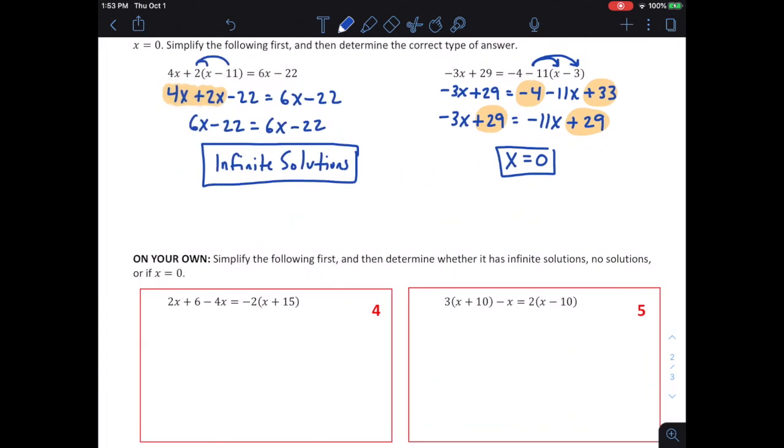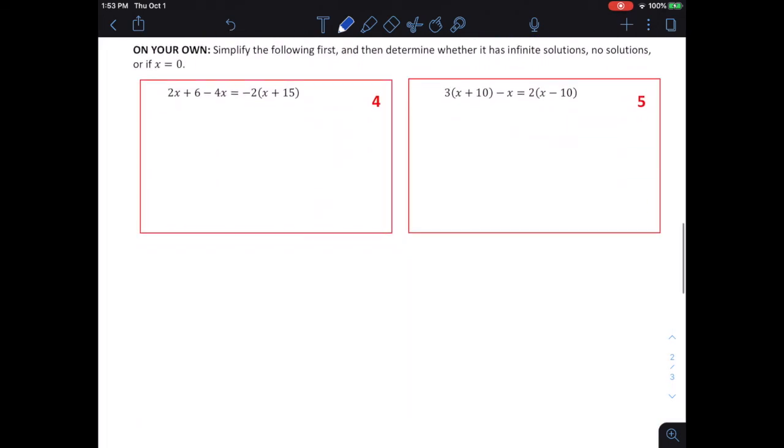Okay, so you have 2 more to do here on your own. When you are finished with those, go back to that same assignment on Schoology, submit these 2 answers on there, and we will take a look at it for you.